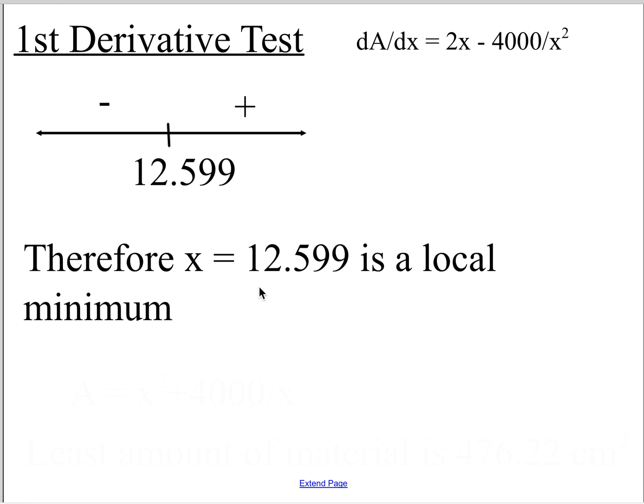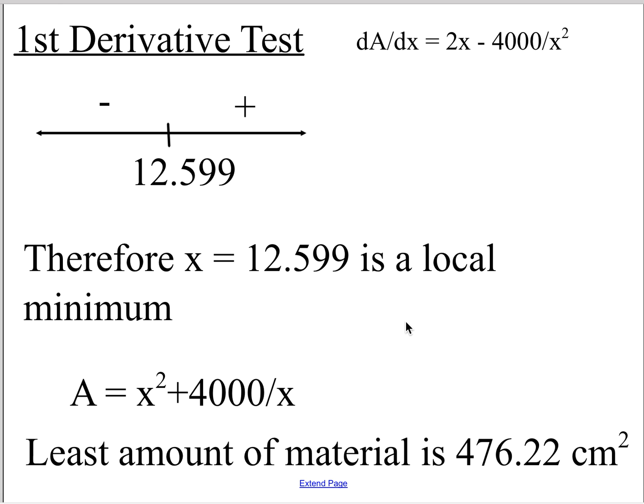And then from there, make sure you're answering the question. It said find the smallest amount of material. So I'm not looking for what the dimensions of the bottom of the box are, but what is the amount of material. So I need to plug this into my surface area formula that I had, where it was all in terms of just x. I don't even need to bother with what the height of the box is. And when I plug in 12.599 for x, I get my surface area to be 476.22 centimeters squared.